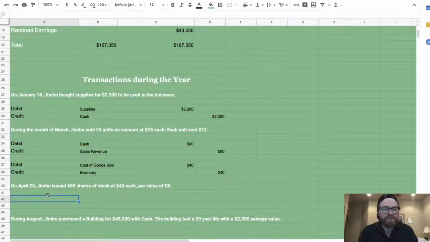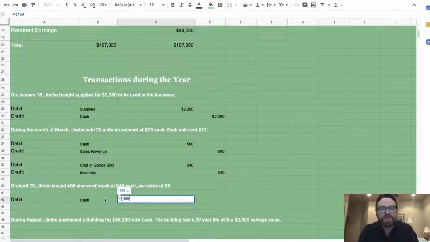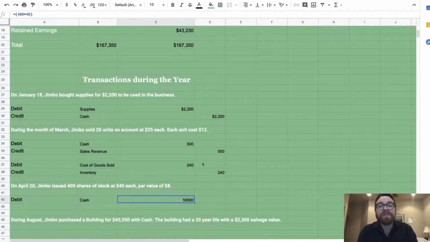So on April 20th, Jimbo issued 400 shares of stock at $40 each, par value $8. So he issued shares of stock. That means he gave out stock and he got cash in exchange for it. So we know we got cash, right? And cash is an asset, so we debit it. So we debit cash for how much? Well, he sold 400 shares, so we'll do equals 400 shares, and we know it's at $40 each. And there you go, $16,000. Now, something in Excel, if you want to make this a number, or I guess a currency, you can go right up here and do that, and it changes it to a currency.